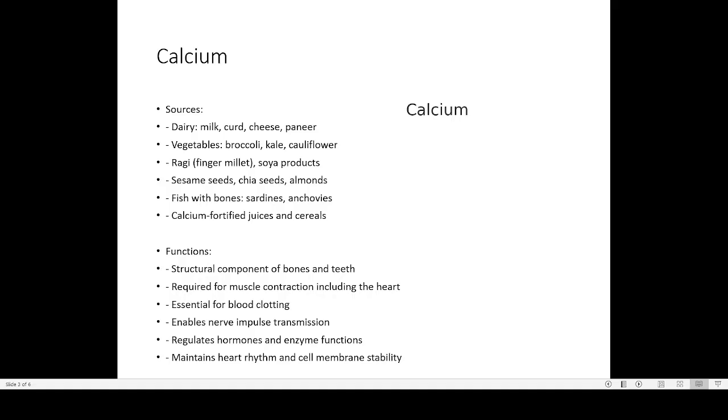Then hormone functioning as well as enzyme functioning. Calcium is also an important mineral for these. Then heart rhythm and cell membrane stability. These are also some of the other important functions of calcium. So this is the second mineral.